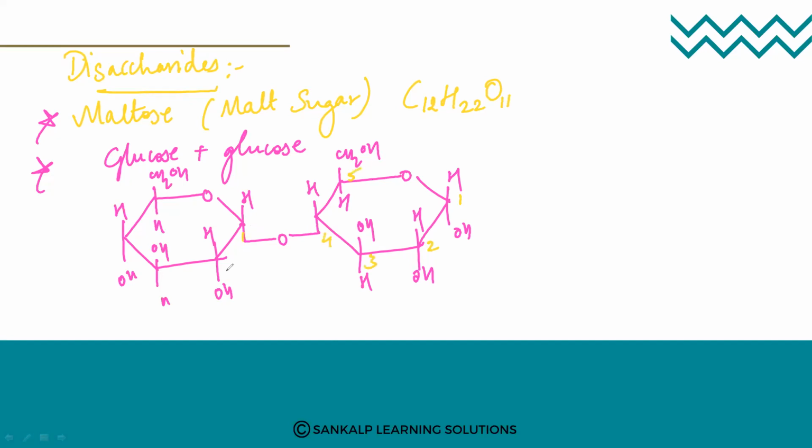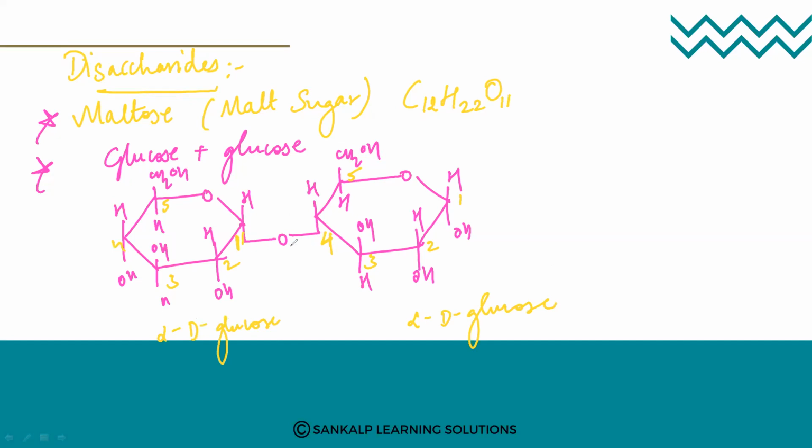So this is alpha D glucose, and this is also alpha D glucose, right? So what is the linkage between them? Maltose consists of two alpha D glucose units, with the C1 of one glucose linked to C4 of another glucose.